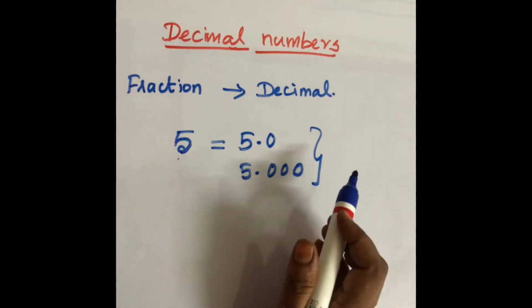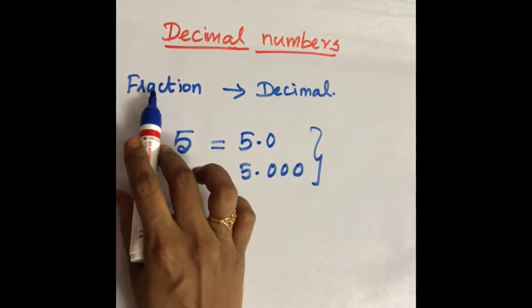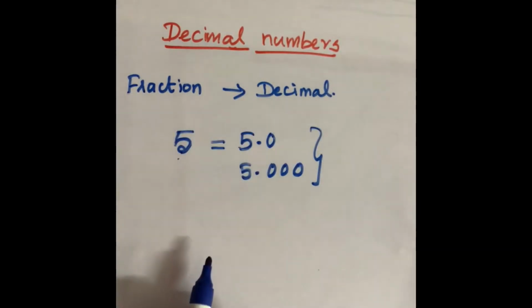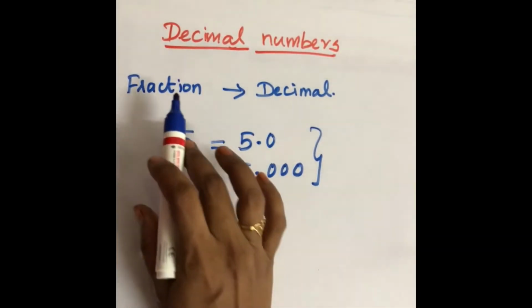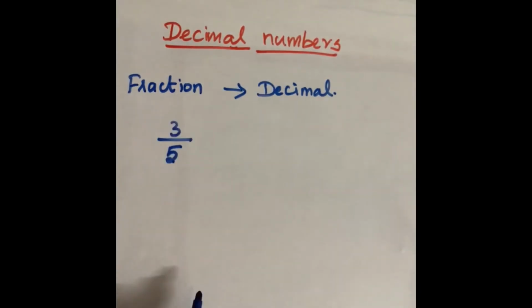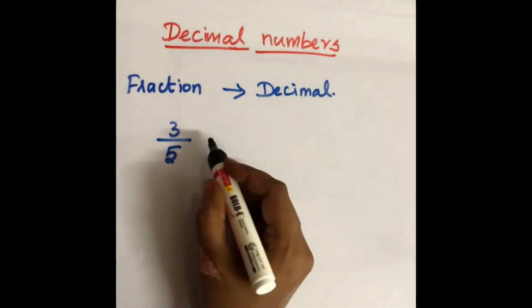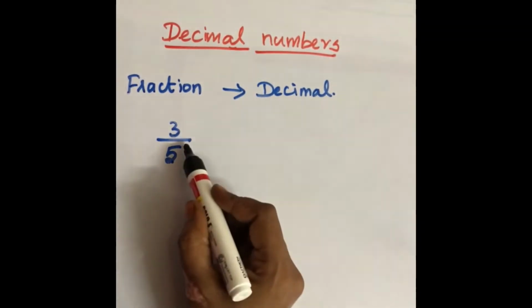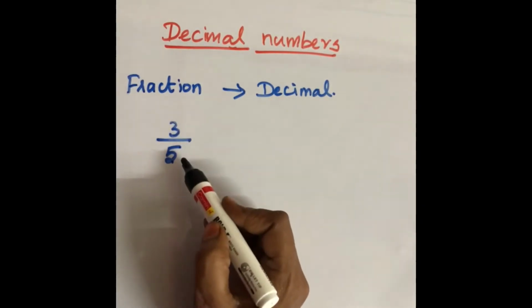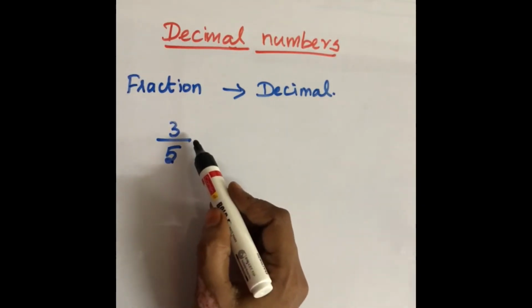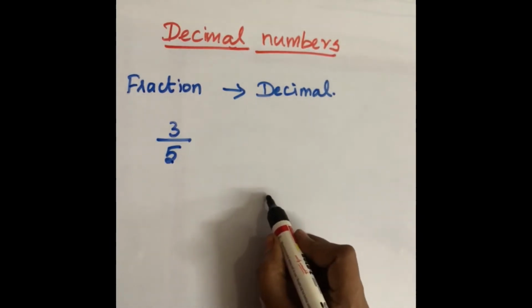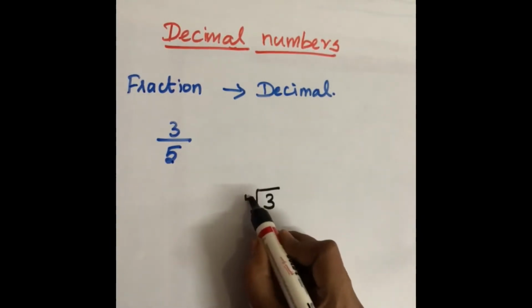Now we are going to convert a fraction to a decimal number. How are we going to convert a fraction to a decimal? We'll learn. 3/5, I am going to convert this into a decimal number. It is a fraction, right? To convert this, we have to divide the numerator by the denominator. So 3 divided by 5.